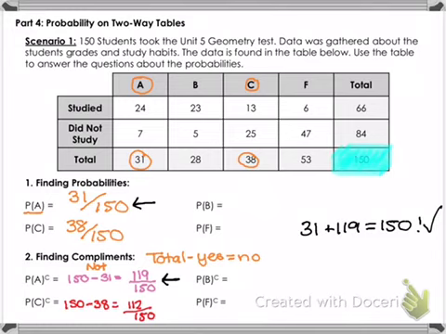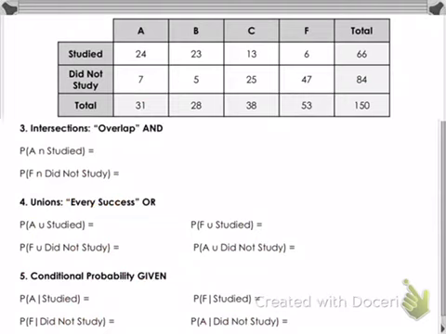Okay, so reading the probabilities and finding the complements, not as bad. It's when we start talking about the intersections, the unions, and the conditional that it gets a little bit confusing. So let's check out our next sections. All right, first let's talk about the intersections.